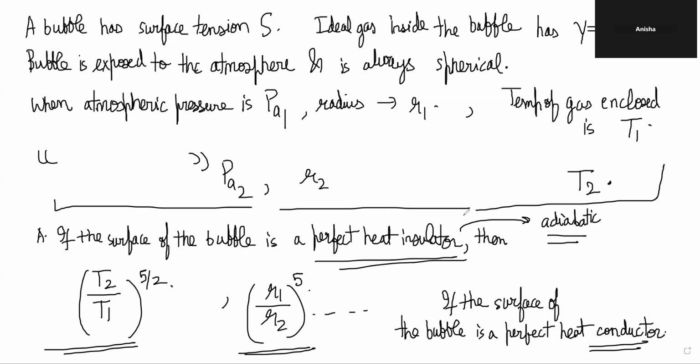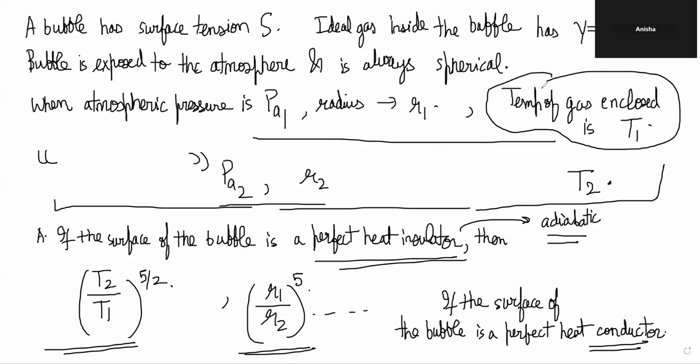So adiabatic process, let's say the transition from this state to this state was adiabatic. What kind of equations can we write? This is adiabatic for what gas? Which gas are we talking about? Ideal gas inside the bubble, right? So what equation will we get for that? We can use temperature volume. So TV to the power gamma minus 1 is constant. We can also use pressure. We can use any equation that we feel like, right?